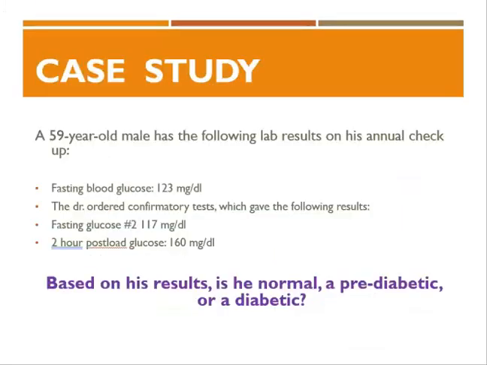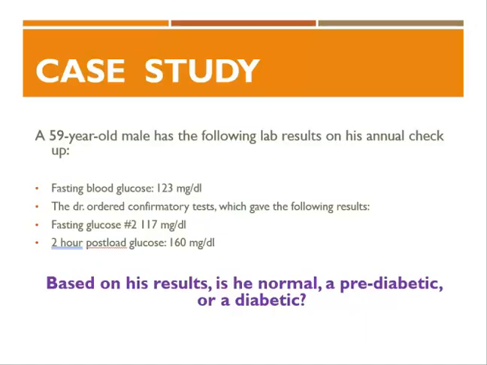So let's look at a case study, and it would probably be helpful to first look at page 184 in your textbook. There's a box or table, page 7-7, that has the different categories for diagnosis of pre-diabetics and diabetics that might help you out with this case study. We have a 59-year-old male that has the following lab results on his annual checkup. We're going to try to determine if this patient, based on the results, is a normal patient, a pre-diabetic patient, or a diabetic patient.